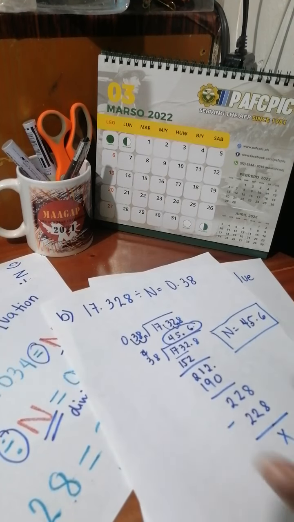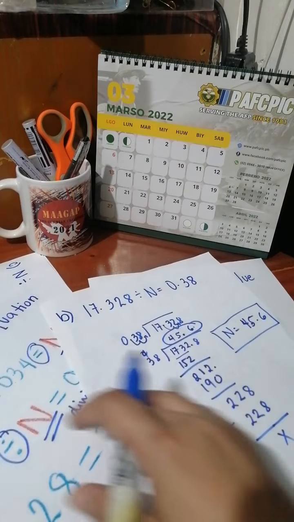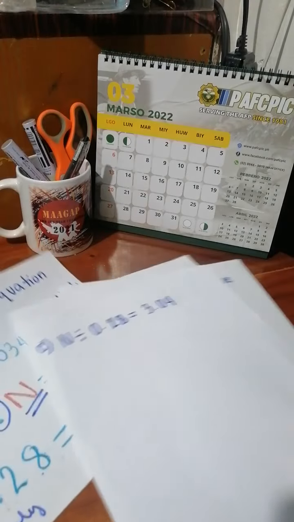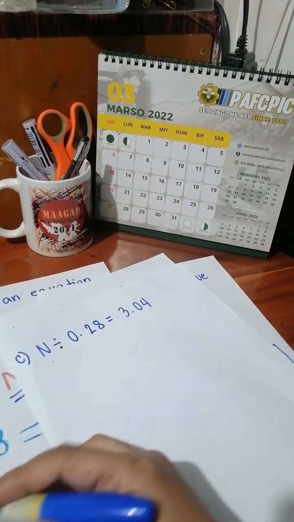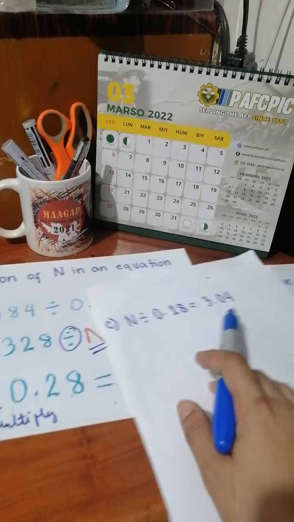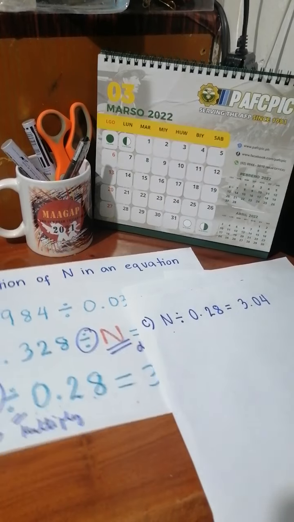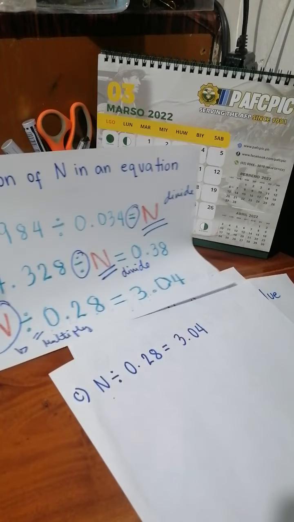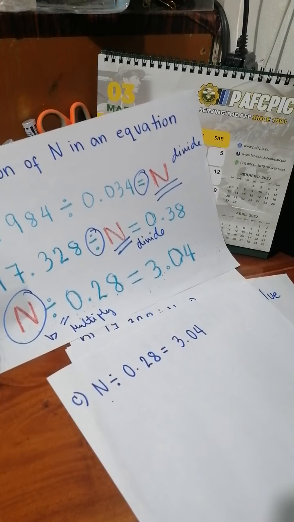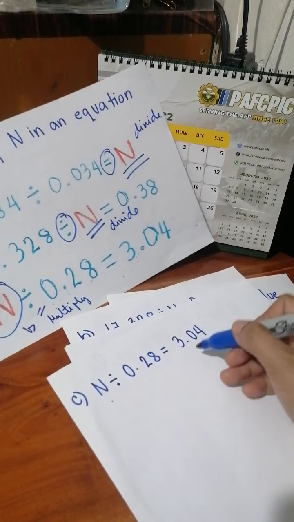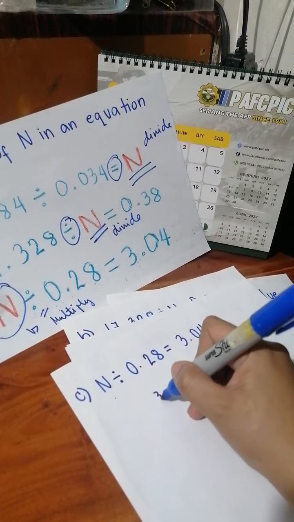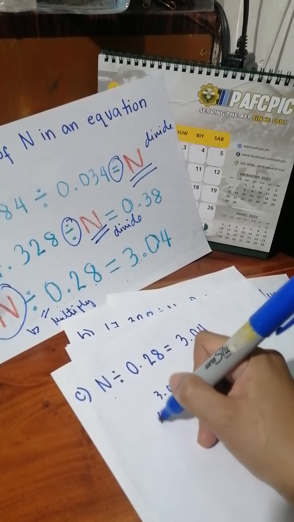Okay, next, letter C. So for our letter C, this one, n. The location of n is at the front, yung pinakauna. So since nasa pinakauna siya, ano ang gagawin natin? We are going to multiply these two numbers. Okay, so we have to multiply 3.04 times 0.28.